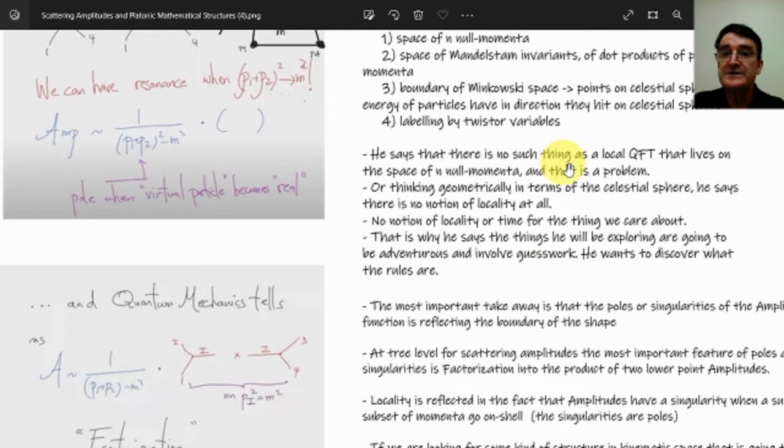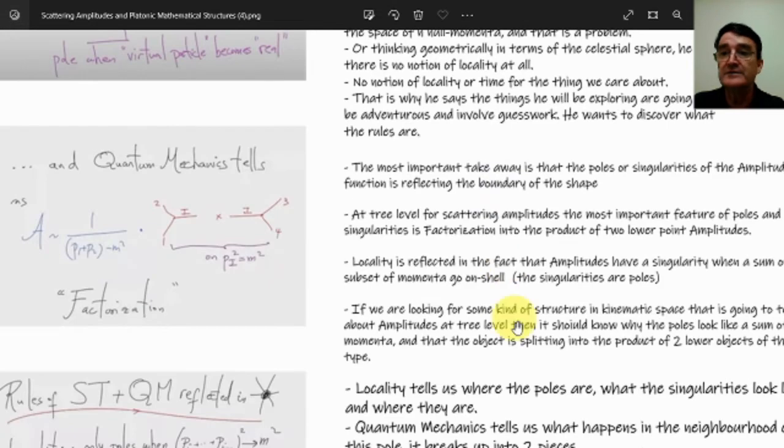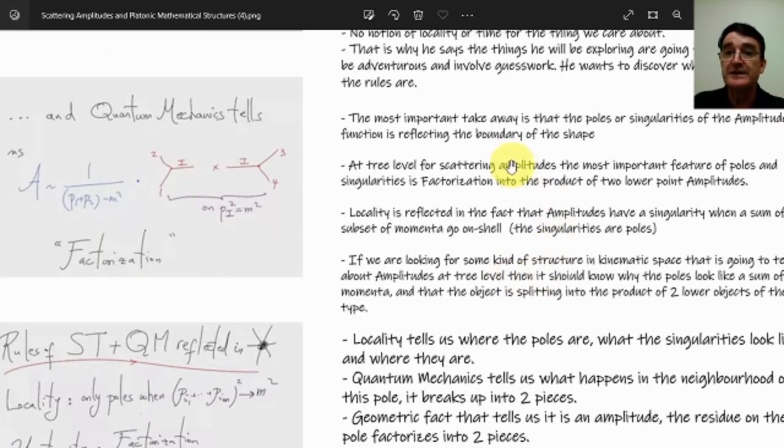And he says there is no such thing as a local quantum field theory that lives on the space of n null momenta, and that is a problem. Or thinking geometrically in terms of the celestial sphere, he says that there is no notion of locality at all. He says there's no notion of locality or time for the thing that we care about. And that's why he says the things that he will be exploring are going to be adventurous and involve guesswork. He wants to discover what the rules are for this new way of looking at things in this subject.